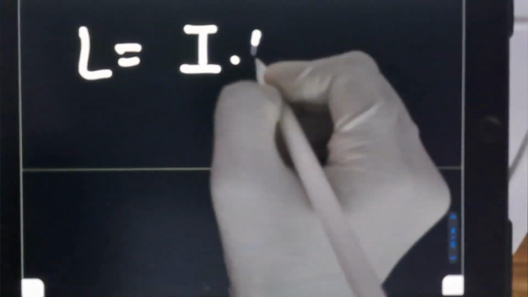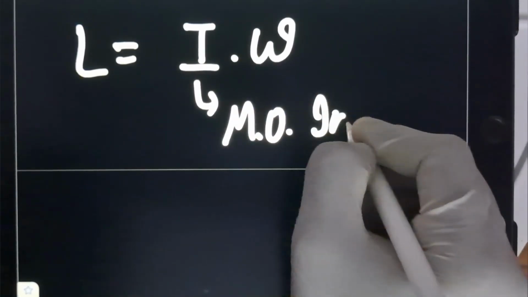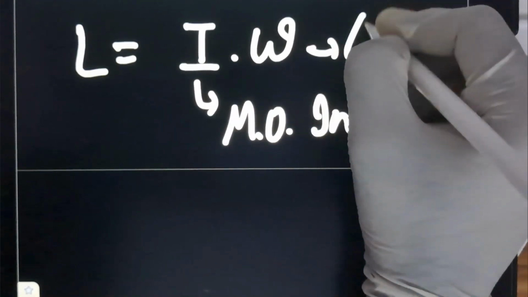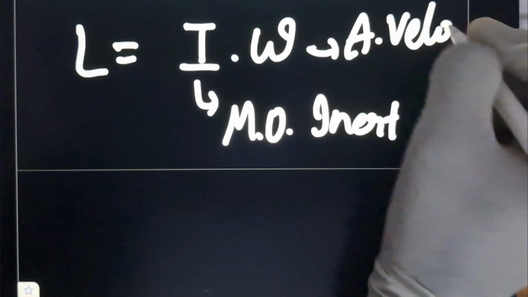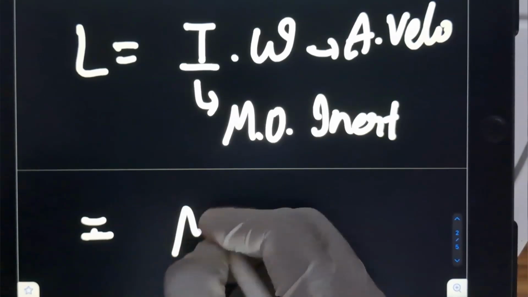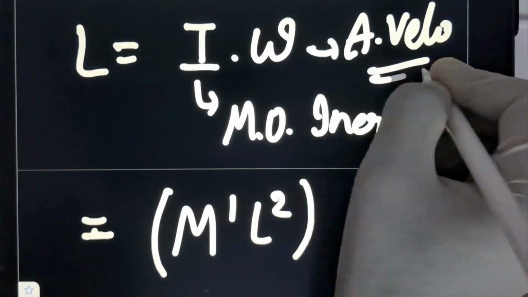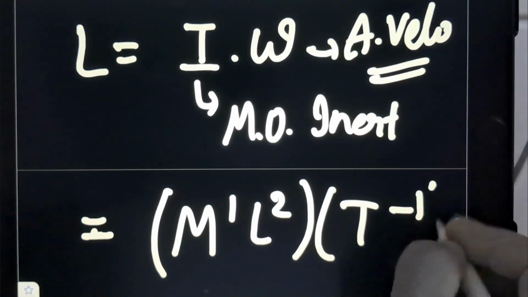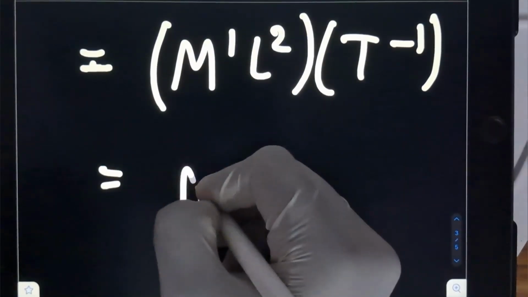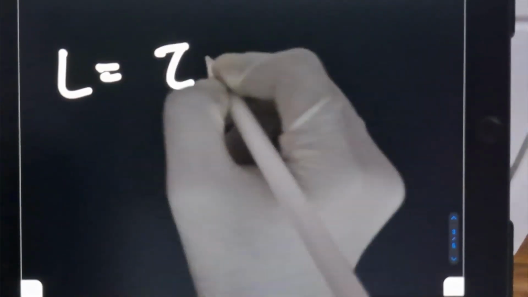Let's see by using the other formula. L is equal to I into omega. Here I represents moment of inertia and omega represents angular velocity. The dimensional formula of moment of inertia is M^1 L^2 and angular velocity is T^-1. So by using this formula also we can get the angular impulse M^1 L^2 T^-1. Let's try using the other formula.